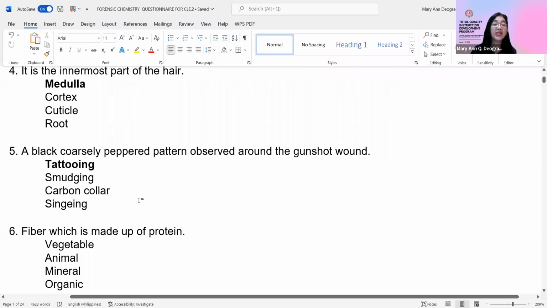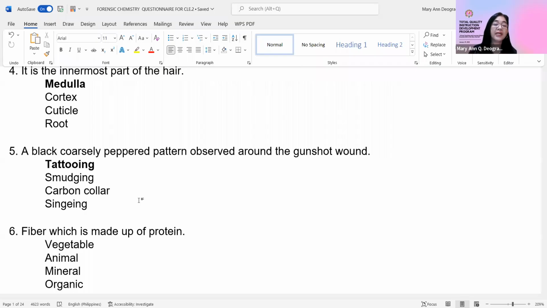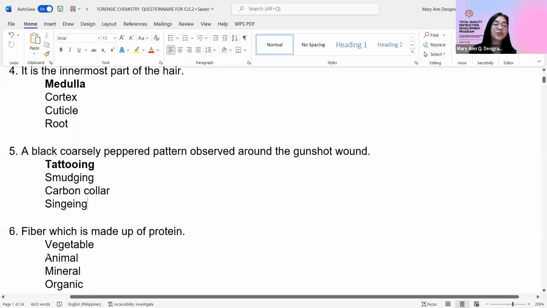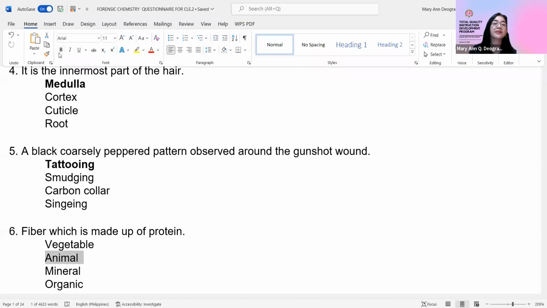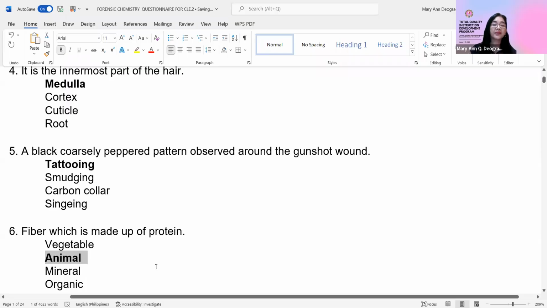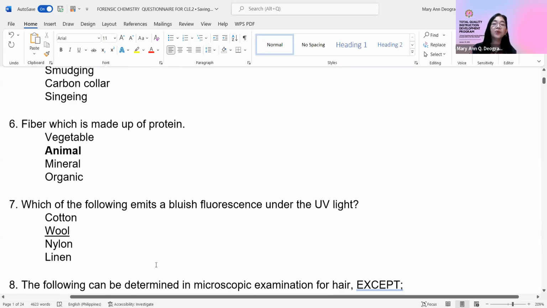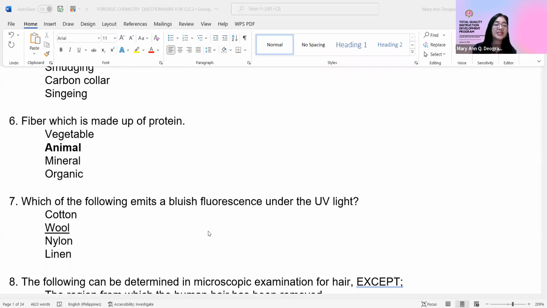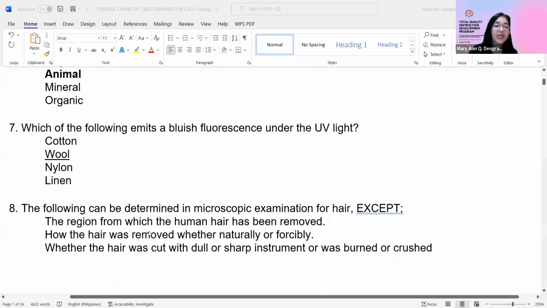Okay, next we have fiber which is made up of protein. Is it vegetable? Animal? Yes, animal. Alright, so marunong na kayo eh. Okay, it's animal fiber.